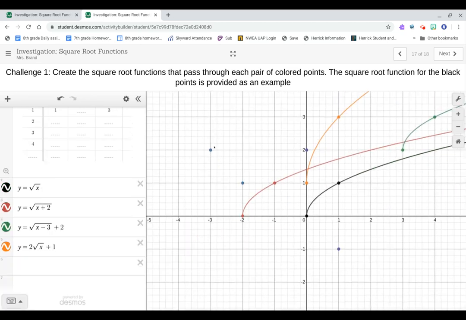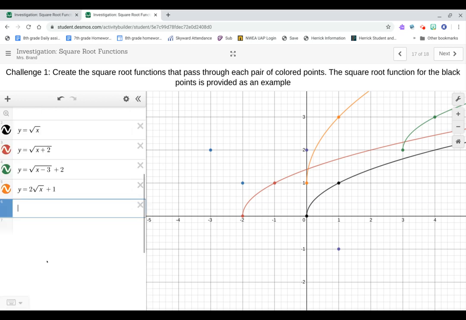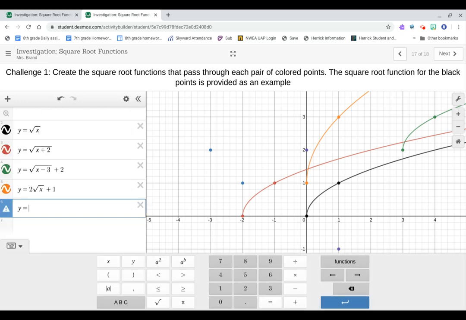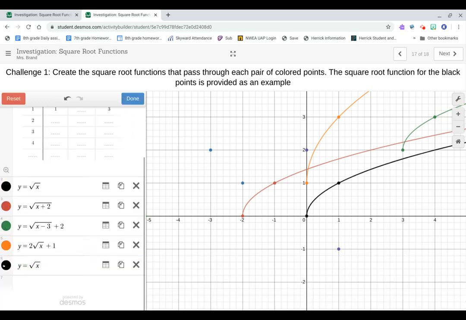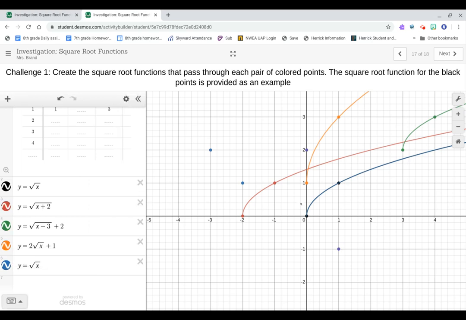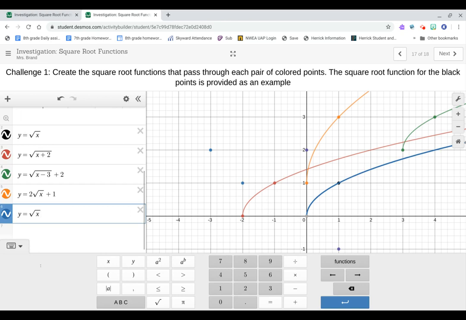Okay. For the blue, I think blue is easiest to tackle between the blue and the purple. So I'm going to start with this point. So let's plug in y equals the square root of x. And let's make it blue. Okay, so from here, I have an original point that goes to the left 1, 2, 3, and goes up 2. So let's just get that in place. So to the left 3 means we're going to add 3, and then up 2 outside the radical, add 2.